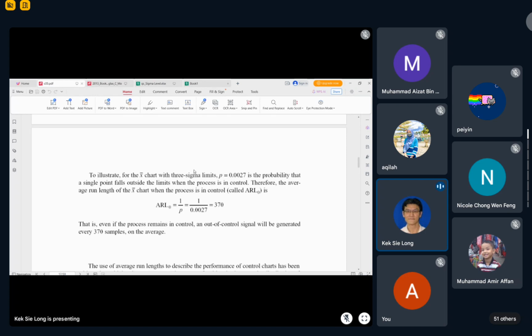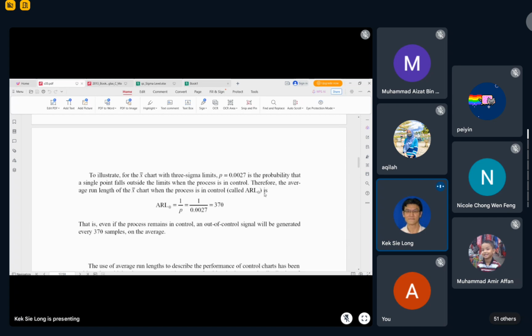Just now I mentioned the 3 sigma limit, so P is equal to 0.0027. Remember, this P value is the probability that a single point falls outside the limit when the process is in control. The process is in control, but there is still a possibility of a point outside the limit. This possibility is given by P equal to 0.0027, which comes from the 3 sigma level we use.